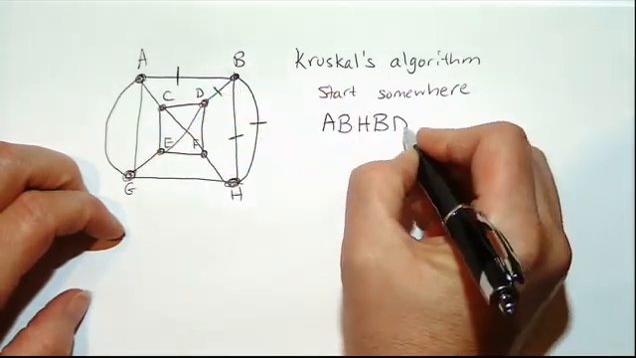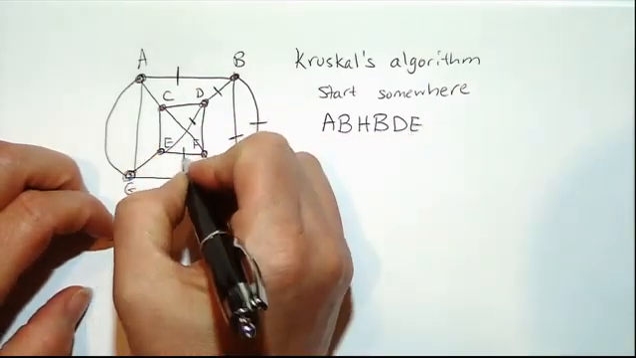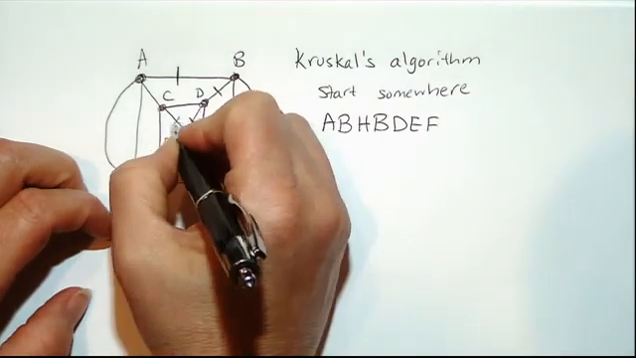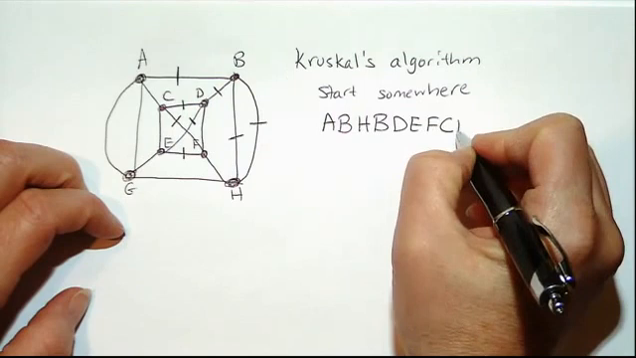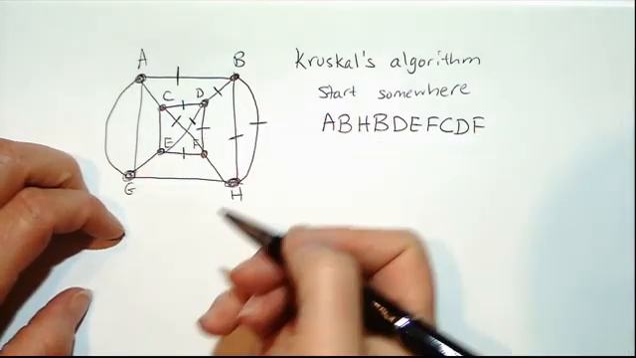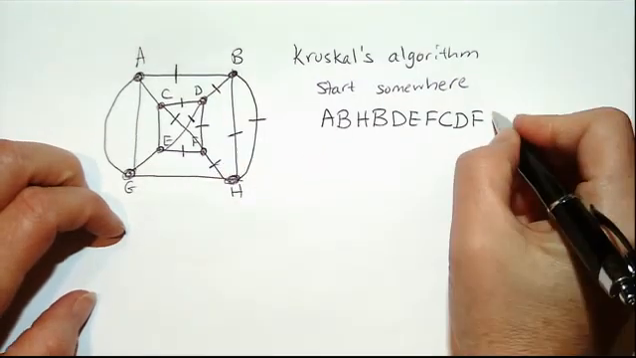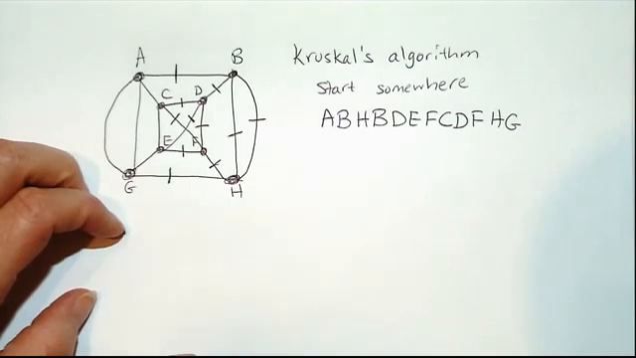Now I'm going to go to D. Let's go to E. Let's go to F. Go to C. Go to D. Go to F. I don't have any other choices. I have to go to H. And once at H, I don't have any other choices. I have to go to G.